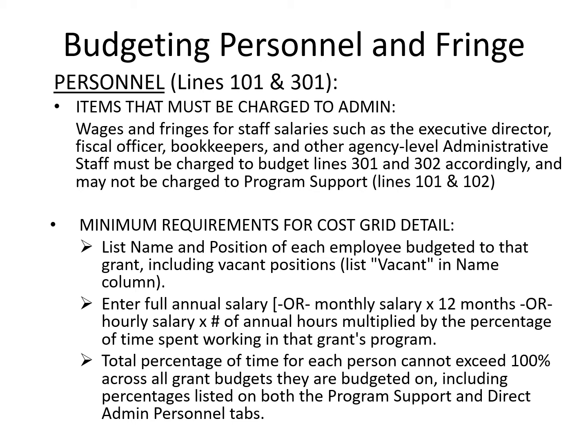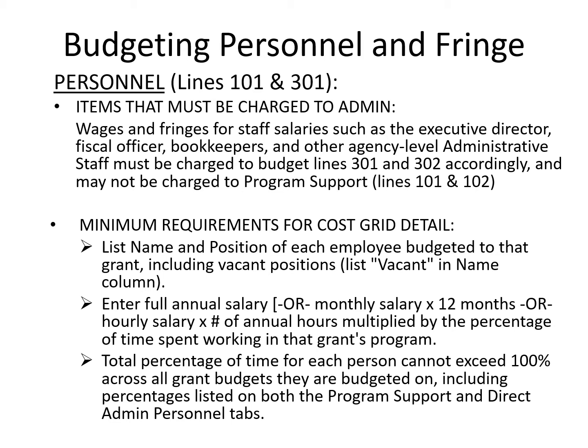As far as the minimum requirements for the cost grid detail, you need to list the name and position of each employee budgeted to the grant, including vacant positions, and for that you would just list vacant in the name column. You need to enter the full annual salary times 12 months, or if it's an hourly employee, you need to list the hourly wage times the number of annual hours multiplied by the percentage of time spent working in that grant's program.